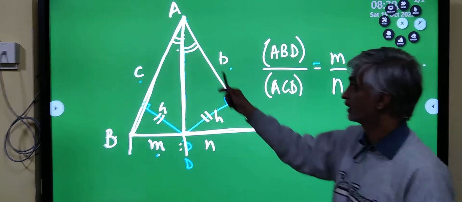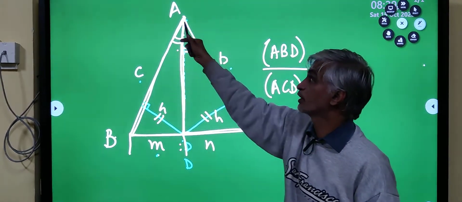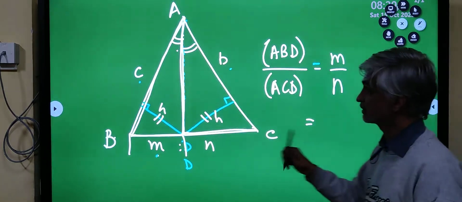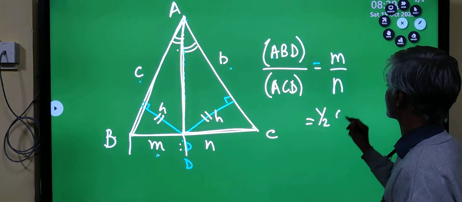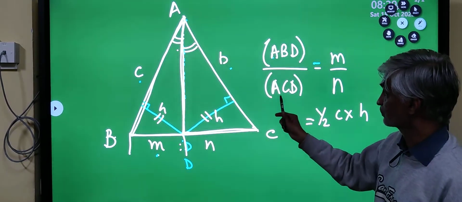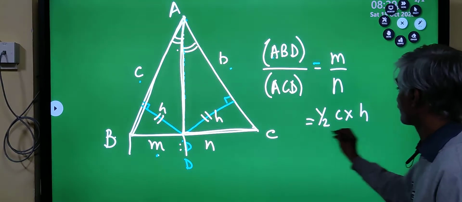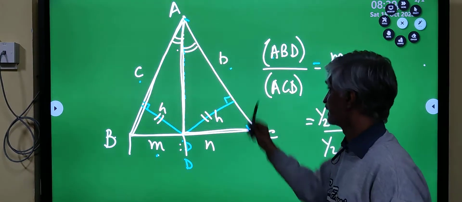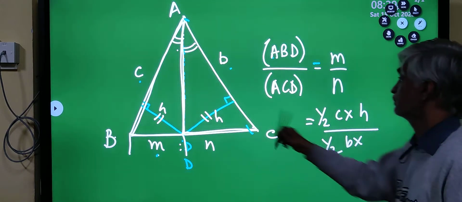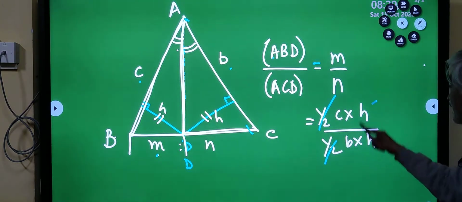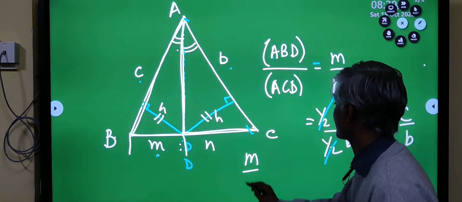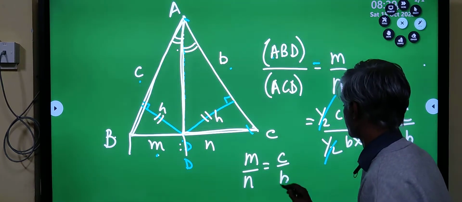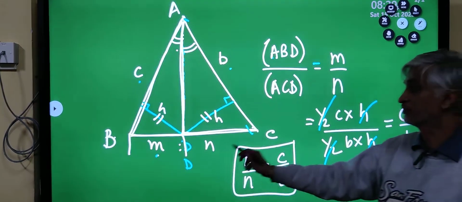And the reason is that these two triangles share a common height if you draw it from A. But now you realize that there is another way to write the area of this triangle, and that is half C into H. And the other way of writing the area of triangle ACD is half base, which is B, into this height H. And we quickly see that this is equal to C by B. So m by n is equal to C by B, and we are done with another very nice but basic result of the geometry of triangles. So this is true if AD is the angle bisector.